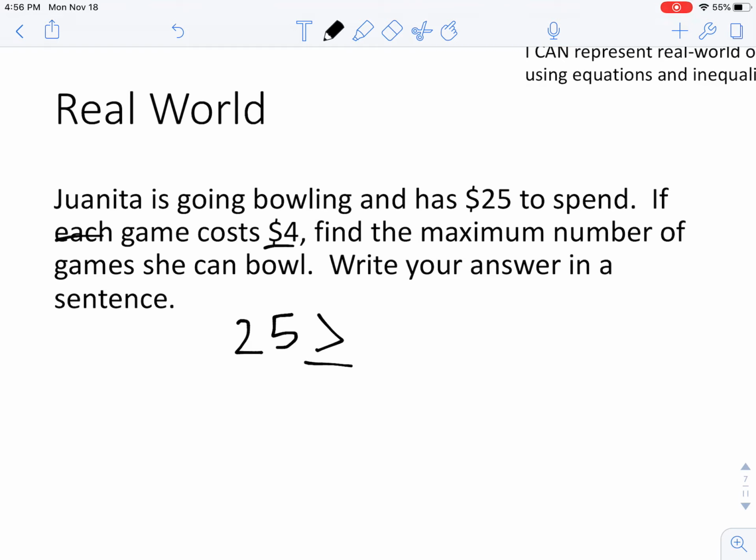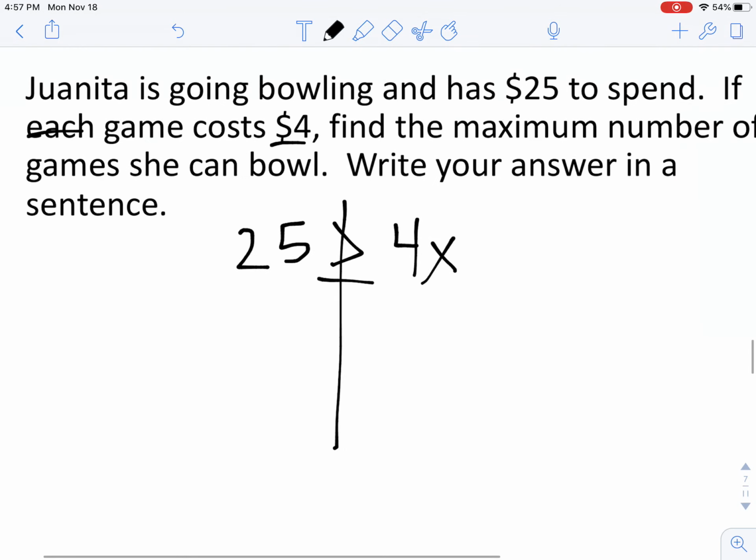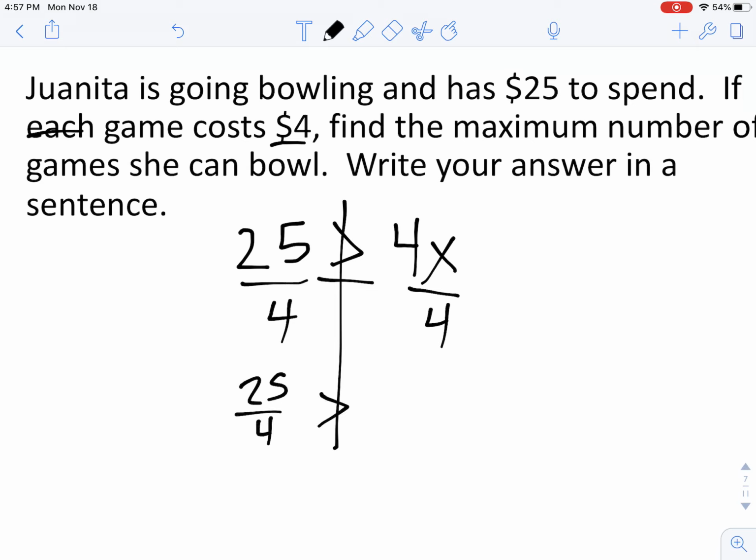So each game is $4. Because it says each, we're going to multiply 4 by x. We're trying to find the maximum amount of games she can bowl. So we're going to solve this equation. Right now it's 4 times x. The inverse operation is division. I'm going to divide both sides by 4. And I'm left with 25 over 4 is greater than or equal to x. I'm going to flip this around and write x is less than or equal to 25 over 4.